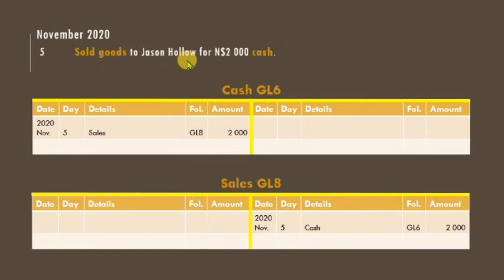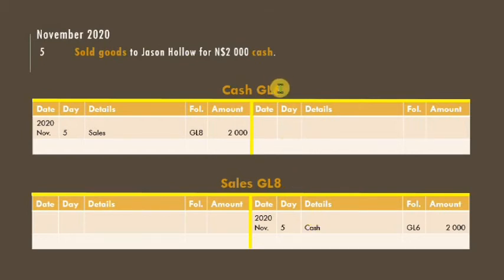Sold goods to Jason Hollow for $2,000 cash. So we have sales and we have cash. Cash will be debited and sales will be credited. Now remember, cash debited and the other T account is sales. Sales is credited and the other T account will be cash.